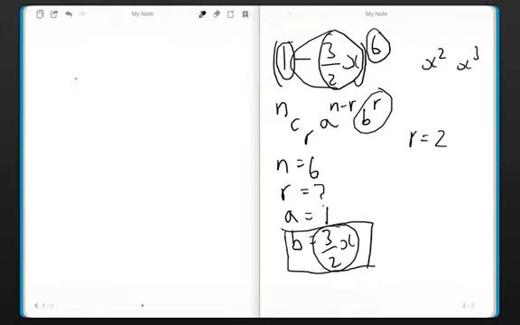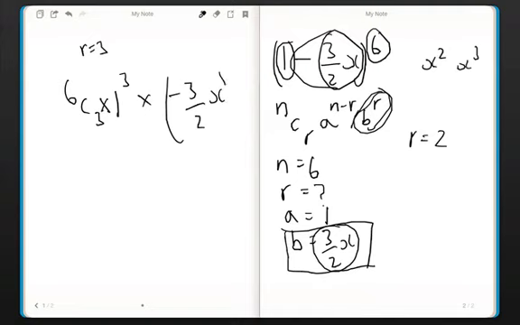Problems will get as simple as this, so don't worry about that. Since this b term has to be cubed and b is linked with r, our r has to equal 3. So r equals 3. So 6C3, 1 to the power of 6 minus 3, which is 3. This is all multiplied again. Minus 3/2 x, the minus is always included, the whole cubed, because r is equal to 3.